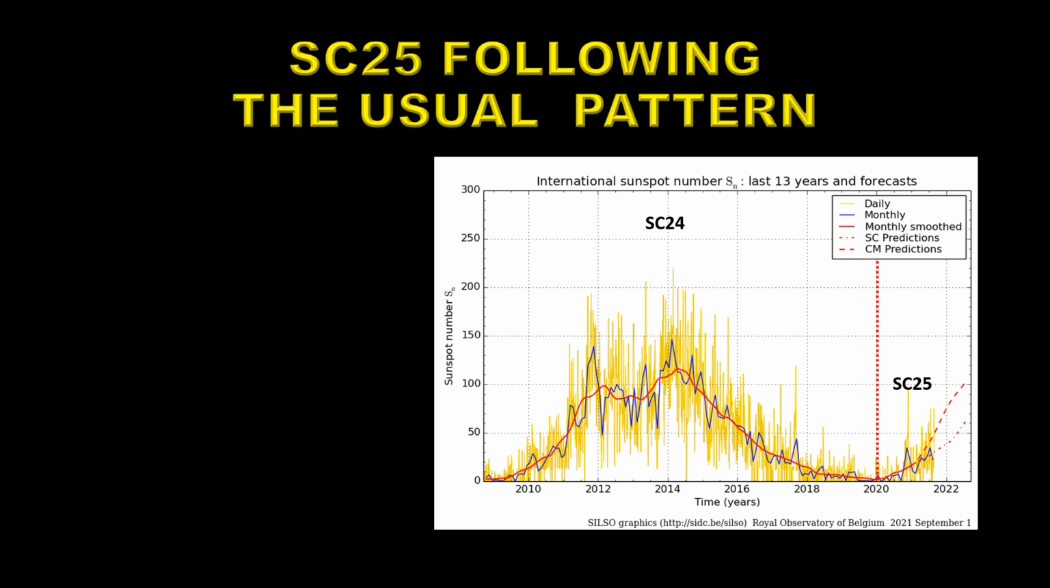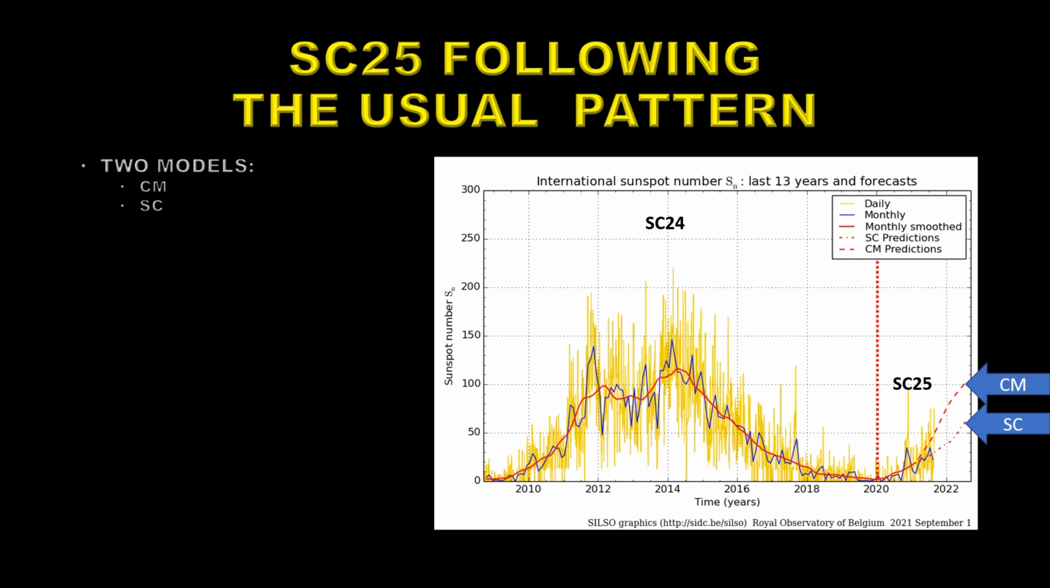Right of the red dashed line is solar cycle 25. Solar minimum was in December of 2019. So that's solar cycle 25 rising. And you can see there are 2 models. There's the CM model, which is this dash curve, and there's the SC model, which is this dashed and dot curve here. Now it seems at the moment that solar cycle 25 is following the SC model.